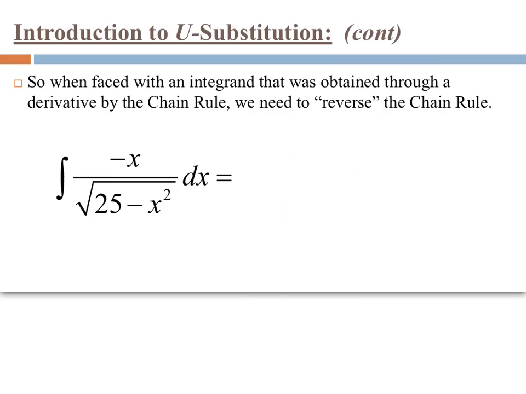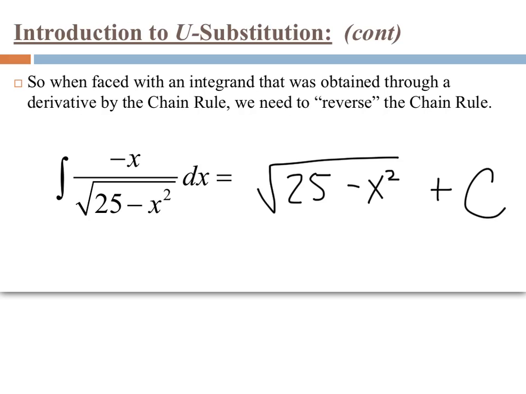So now that we take a look at this integral again, we figure out that this integrand was really the derivative that we obtained by using the chain rule. That means when we're trying to take the integral here, we actually need that original function, in this case, the square root of 25 minus x squared, and of course, since this is an indefinite integral, we'll say plus c. Now, if you take the derivative of this answer, then of course, just like we did a moment ago, you'll end up getting this integrand.